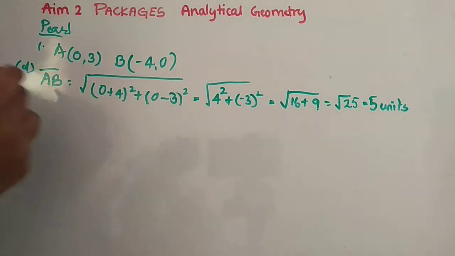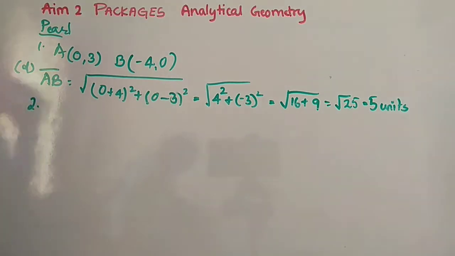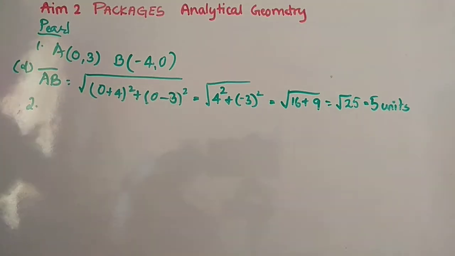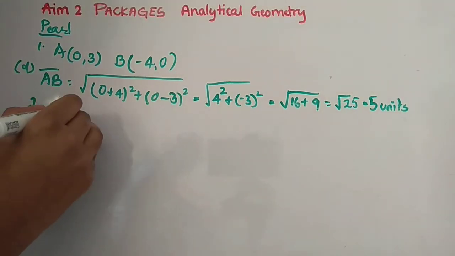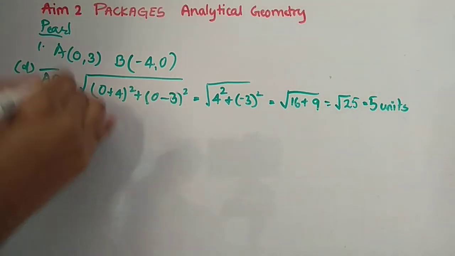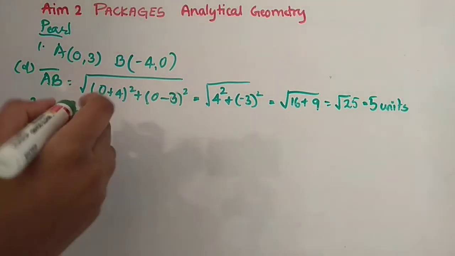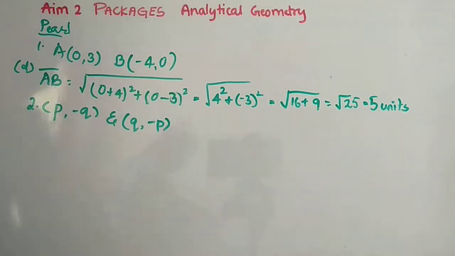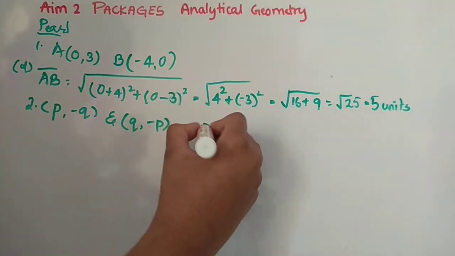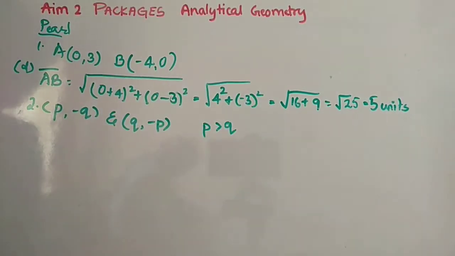Now we will see second question. So what is second question? First we will read. The distance between (p, -q) and (q, -p) wherein p is greater than q. So first we will write the points. (p, -q) and (q, -p), right? And the condition you should write every time: p is greater than q.